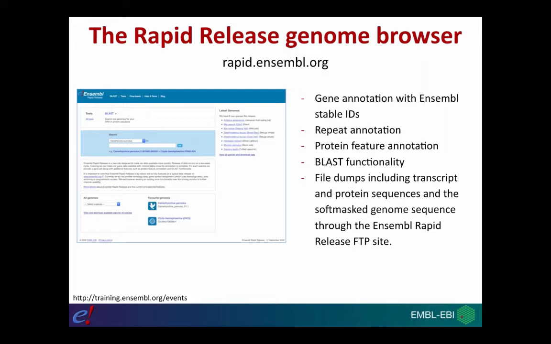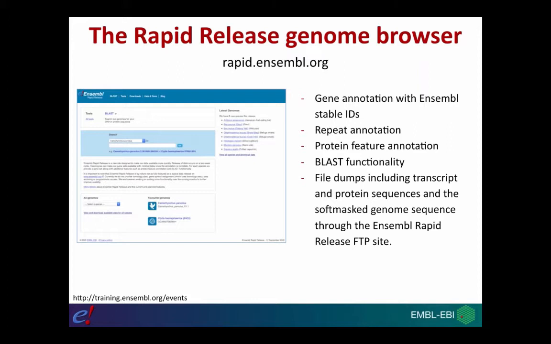And just on the right-hand side, I've listed the main data types that we make available through the Rapid Release Genome browser. So for each species, for each genome assembly that we present, there's a gene annotation with Ensembl stable IDs. So the genes themselves are annotated using an Ensembl automated pipeline and then assigned stable IDs. We also have repeat annotation. So repeats within the genome are annotated and we can view those in the genome browser.